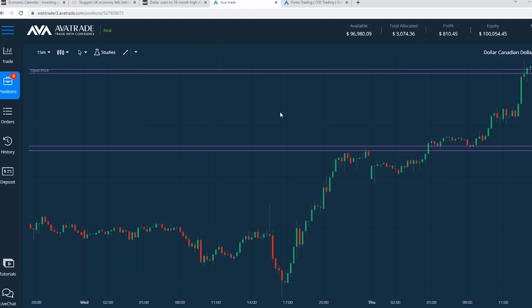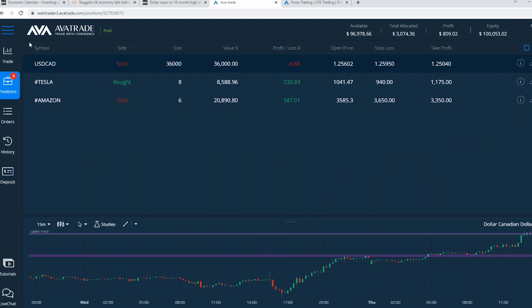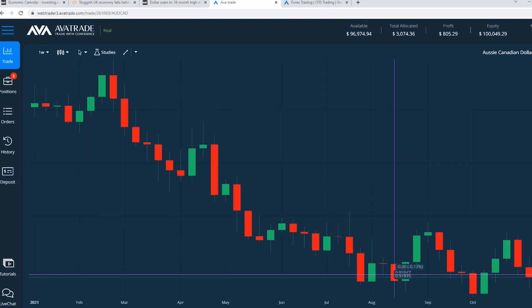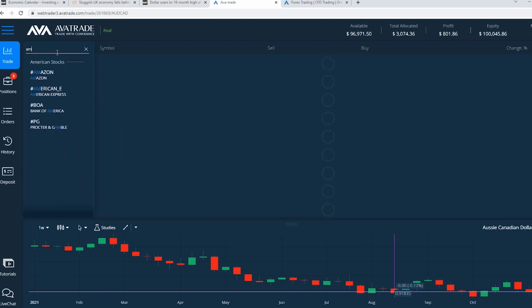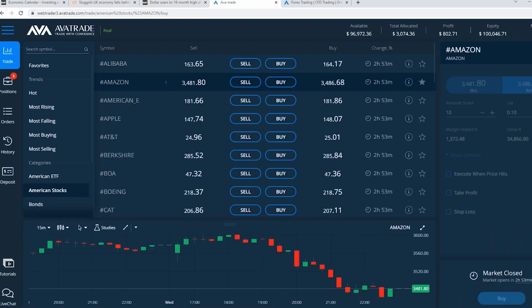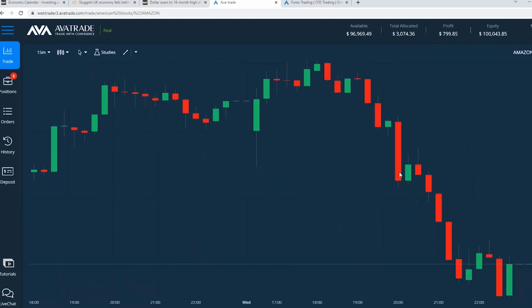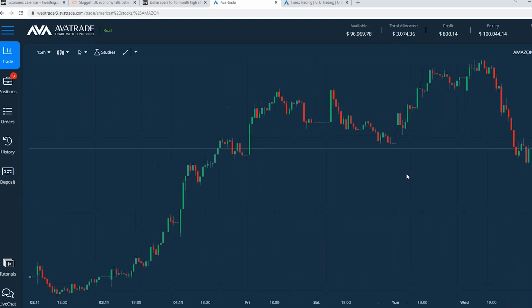All right, so let's go ahead then and take a look at another instrument. And I think it would be nice to go ahead and take a look at something like Amazon, since we talked about Amazon. Now, Amazon's not live to buy and sell on right now, but we can look at the chart. Remember, the US market's not open yet. So we'll look at the chart and see what's going on.